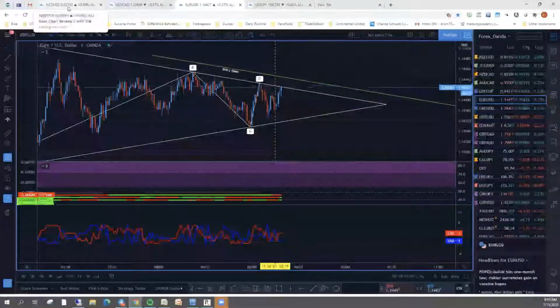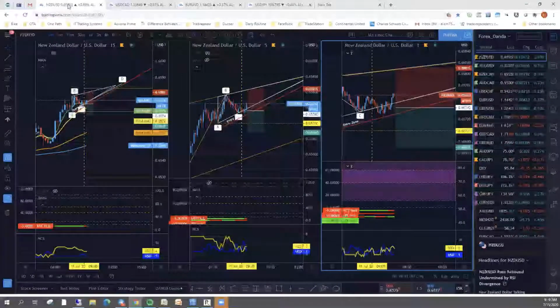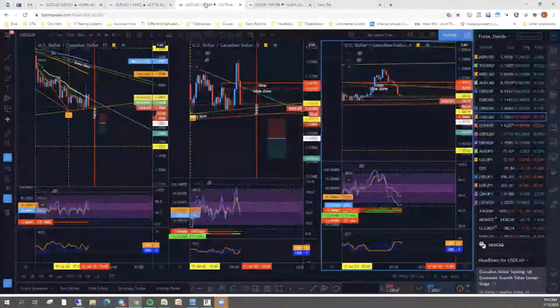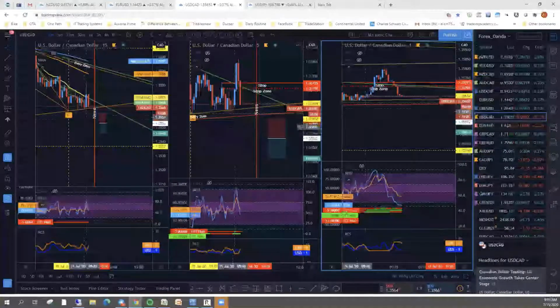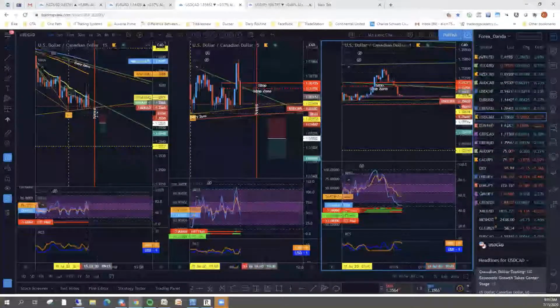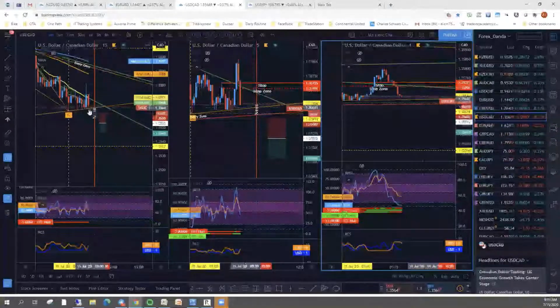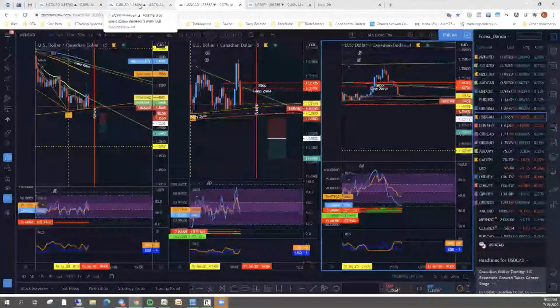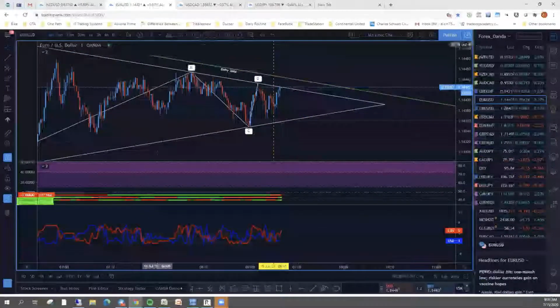See how our New Zealand's doing. Still not doing much there. CAD has dropped like a rock, back down to the bottom again. Yeah, it's been good. So we've got a couple, and also look how close we're getting to our news announcement. That might be significant, especially since we've got so many other news alerts.